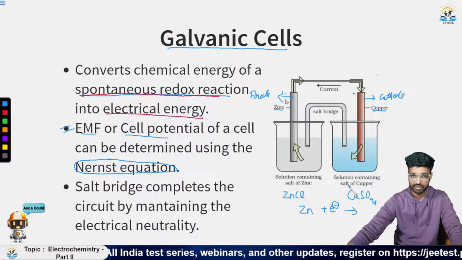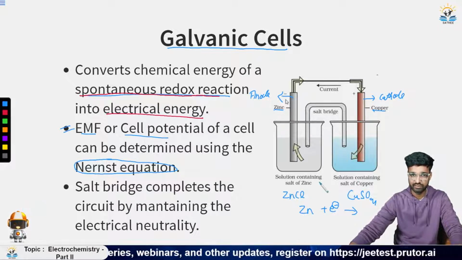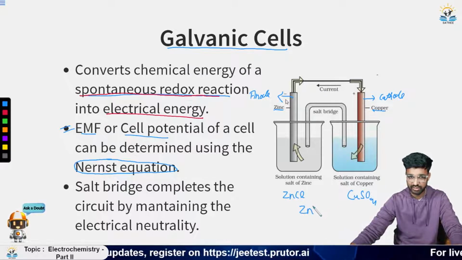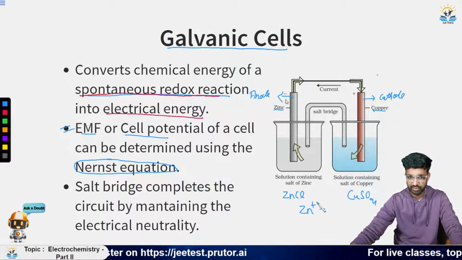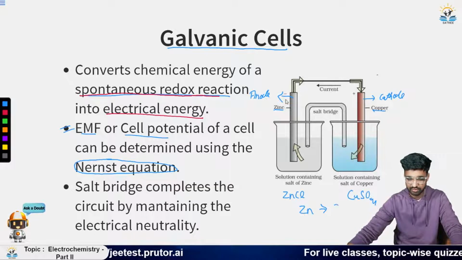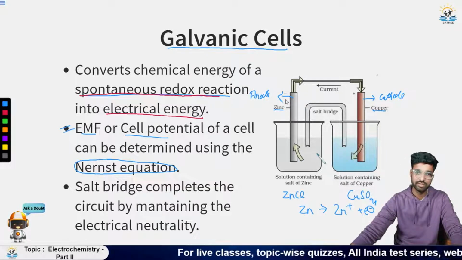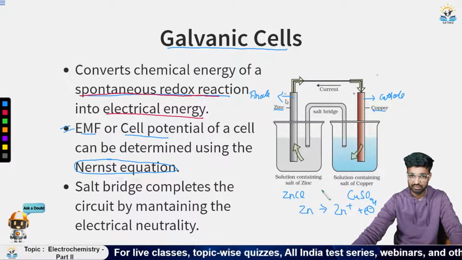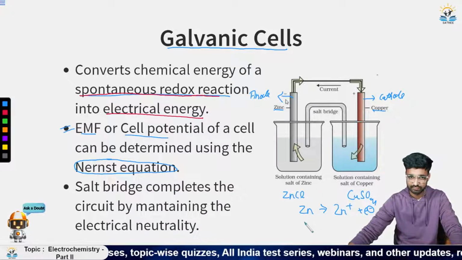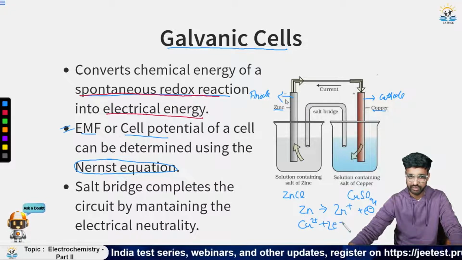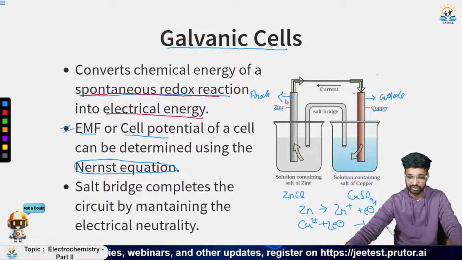The electron is taken here. So on the left side the oxidation will take place. Zn will release one electron. So it will release an electron, and in this part Cu2 plus reduction will take place and it will take electrons to form Cu.